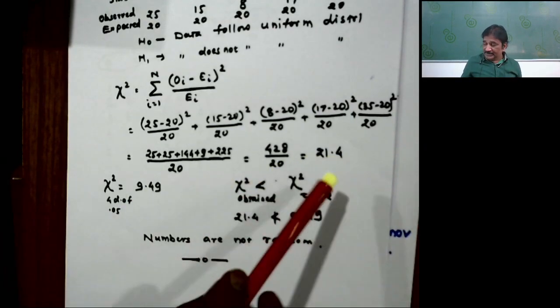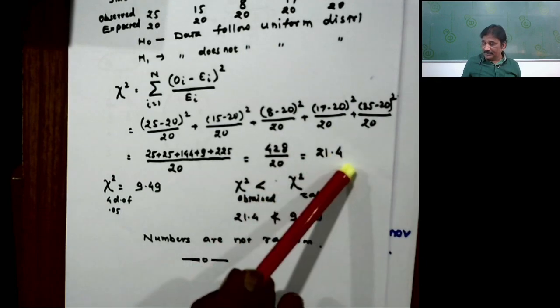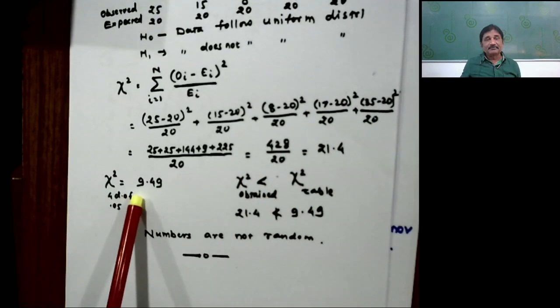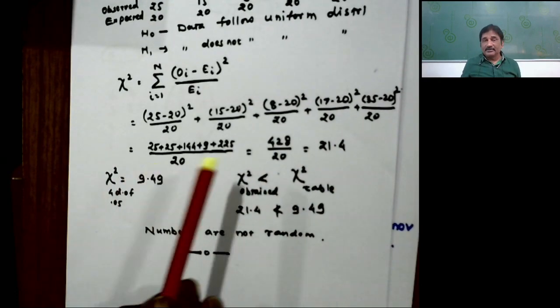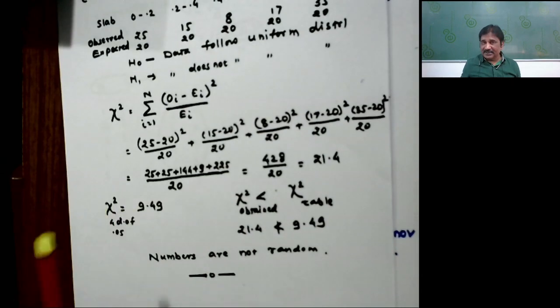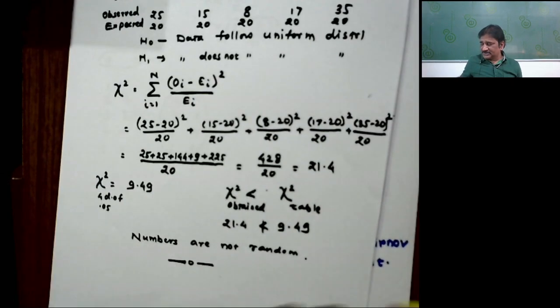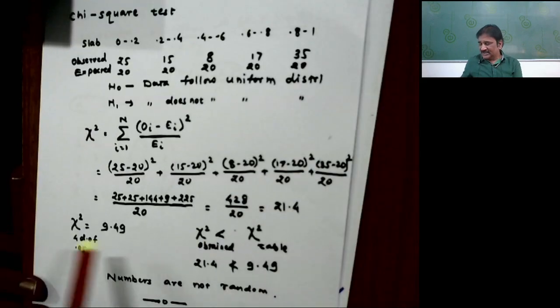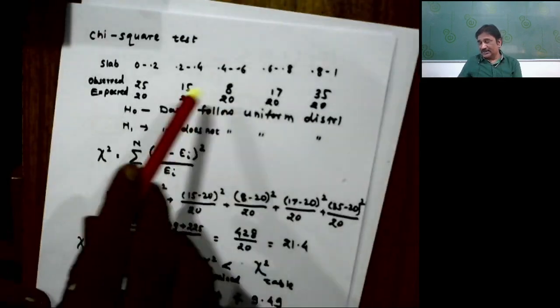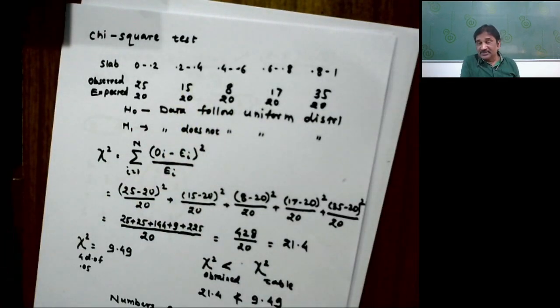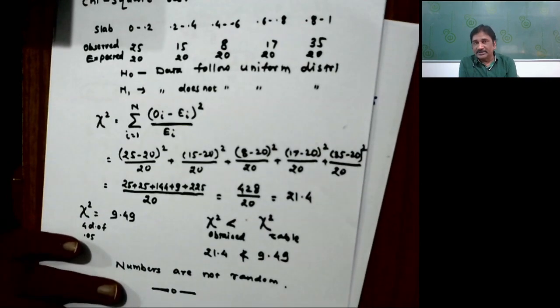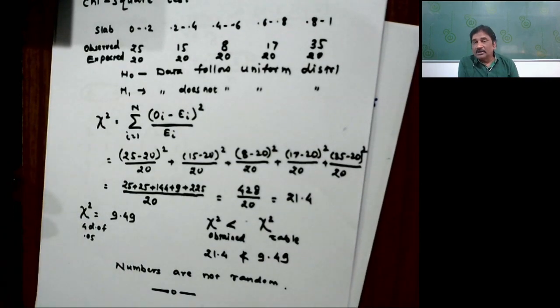So if the chi-square value which you have obtained is less than this, then your null hypothesis is accepted. Otherwise, the null hypothesis is rejected. In this case, it is obviously rejected. That means your data doesn't follow uniform distribution, and that is not random. Okay, your problem is over. Numbers are not random.